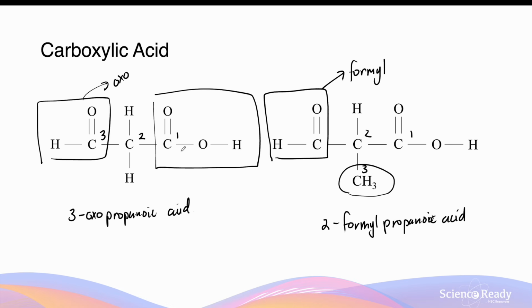So you can compare the two molecules here. If the aldehyde is at the end of the carbon chain, we describe it using the prefix for a ketone, which is oxo. If we can count the carbon chain such that the aldehyde becomes a branch rather than part of the main chain, we'll denote it using its usual prefix, which is formyl.